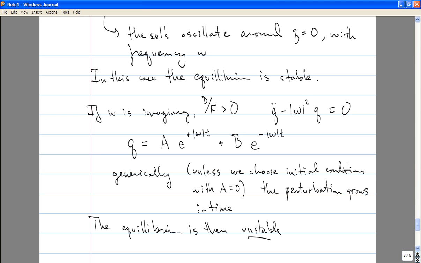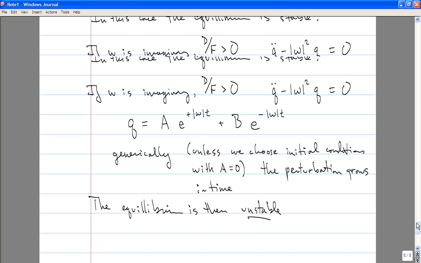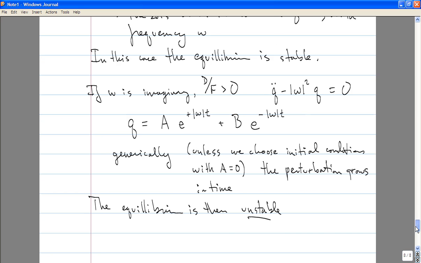So perhaps I can end just with a reminder, which is that this system with omega real is known as the simple harmonic oscillator. And that is to distinguish it from other sorts of oscillatory systems that we will start considering next time.